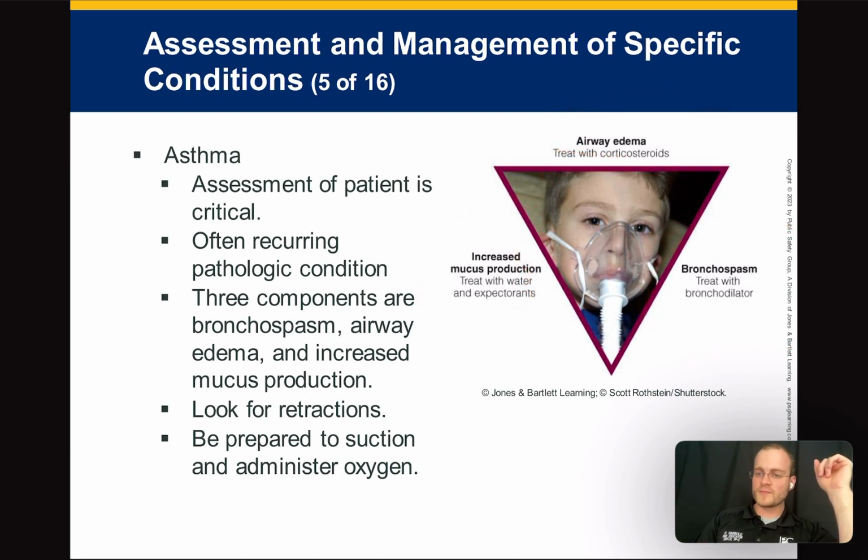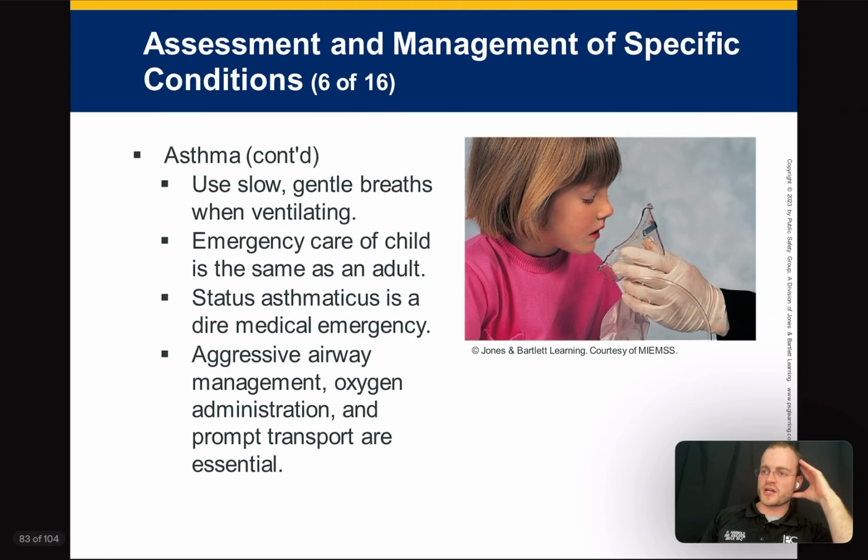Okay, so again, you want to look for subcostal retractions. These are very telling, especially in children. You will see this. There will be a video below in the link of these that show that. Okay, so be prepared to suction and administer oxygen. For asthma, you're going to use slow, gentle breaths when ventilating. Of course, you don't want to overventilate these patients and pump air into their guts.